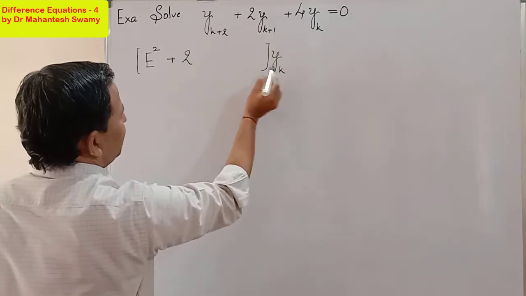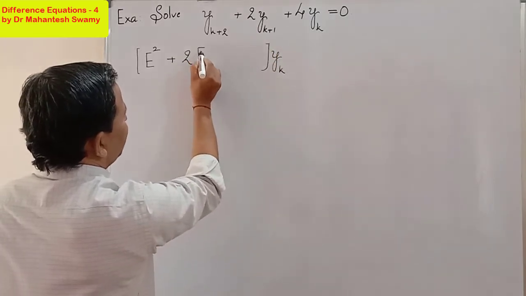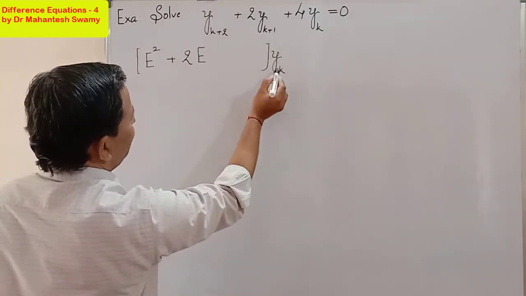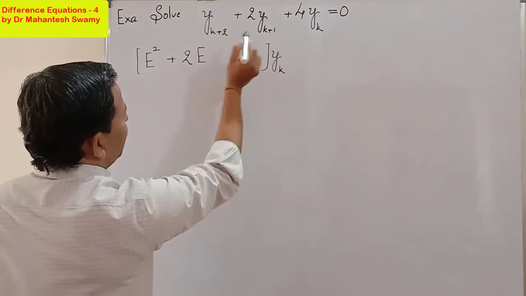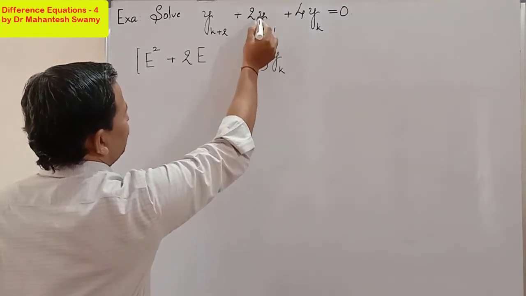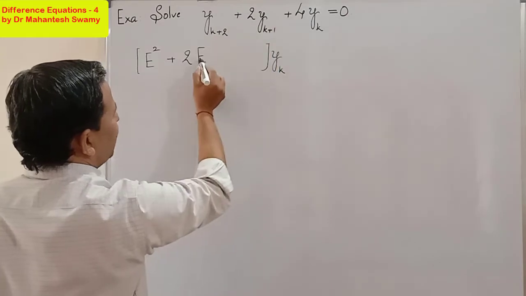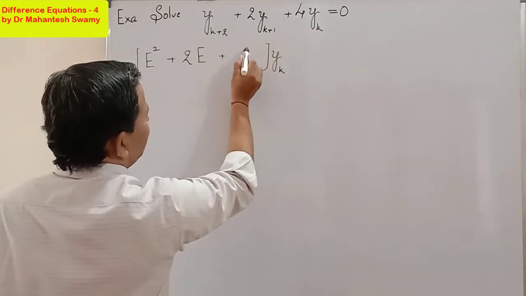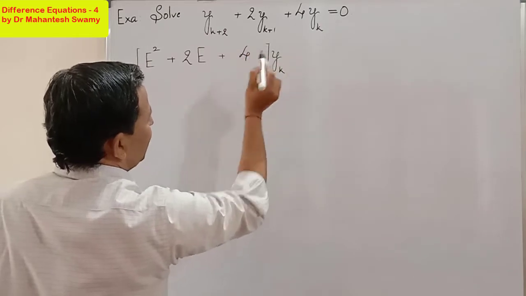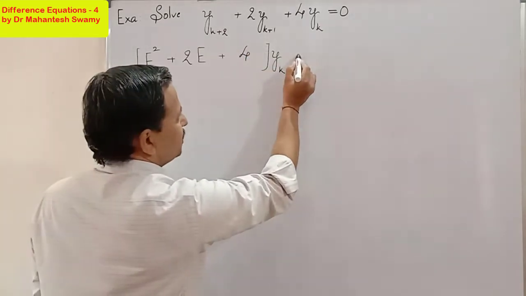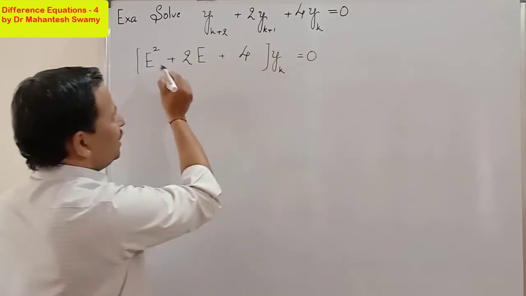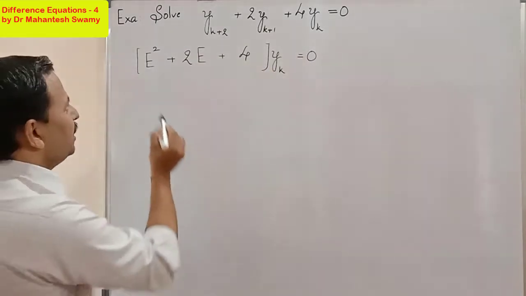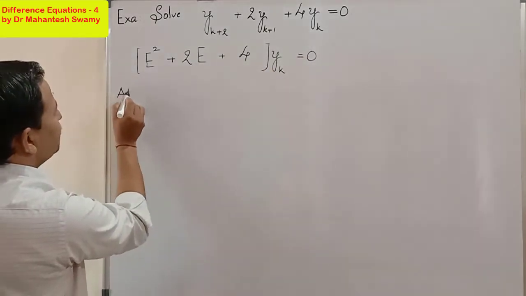y_{k+1} can be written as E of y_k, because when we operate E on y_k, the answer will be y_{k+1}. Therefore this 2y_{k+1} can be written as 2E of y_k, plus the last term, which is 4y_k. Let us keep 4 within the bracket and y_k outside the bracket, and on the right hand side it is 0. So after having this form, now we can write the auxiliary equation.